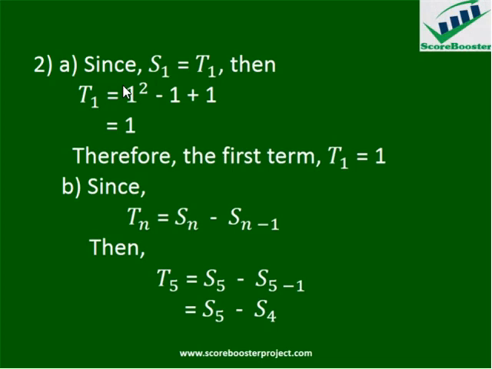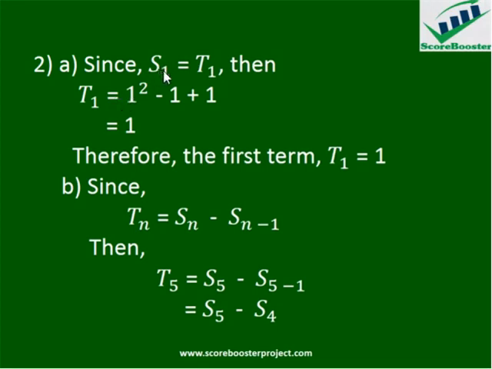So from above, we already know that S1, that is the sum of one term, is equal to the first term, and the general formula given for the sum of that particular sequence, that is the series, is n squared minus n plus 1. And we know that this first sum, that is the sum of a single term, is equal to only the first term. So to obtain the first term we will now input the value of n to be equal to 1.